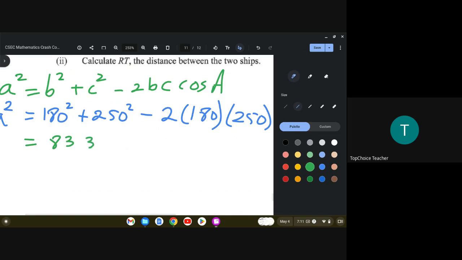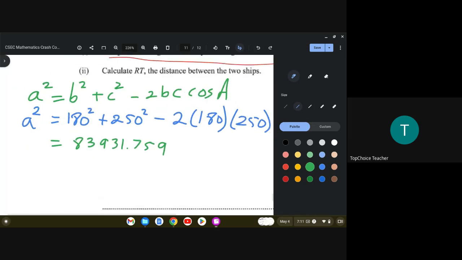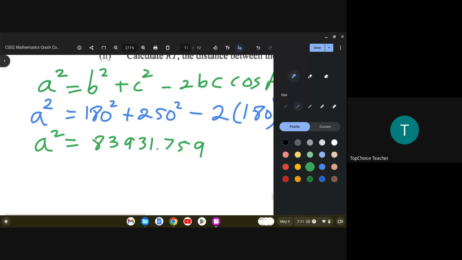83,301. Wait, sorry, can just follow back. 931. 931. Point something. 7590. All right, let's keep it at 759 because it doesn't matter the decimal point, how big the number is already. Right? And that gives us A squared.